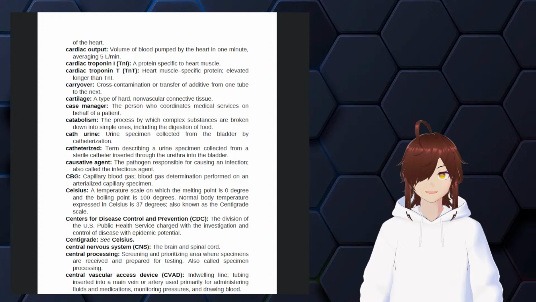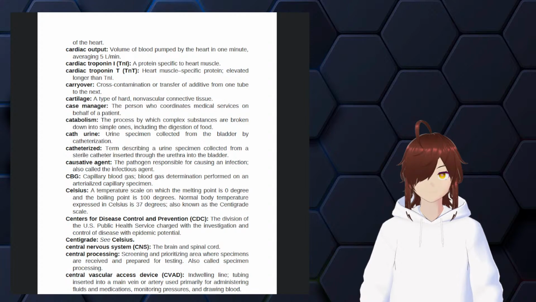Celsius: a temperature scale on which the melting point of ice is 0 degrees and the boiling point is 100 degrees. Normal body temperature expressed in Celsius is 37 degrees, also known as the centigrade scale. Centers for Disease Control and Prevention, CDC: the division of the U.S. Public Health Service charged with the investigation and control of disease and epidemic potential. Centigrade: C, Celsius. Central nervous system, CNS: the brain and spinal cord.